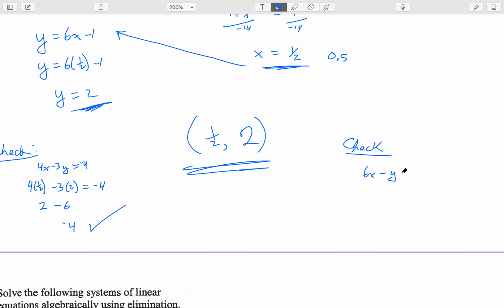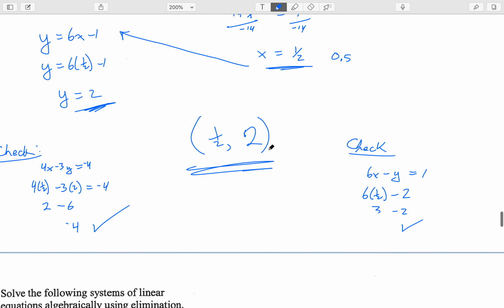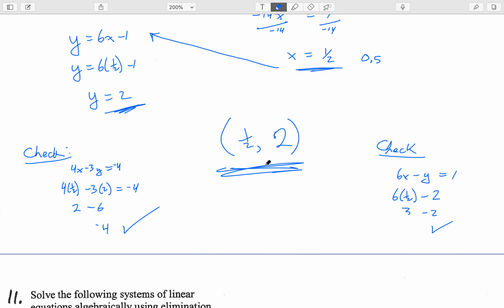6x minus y equals 1. The x value is a half. 6 times a half minus the y value is 2. So this is 3 minus 2. That's 1. Yes, it works. So if it works in both equations, it is the answer.